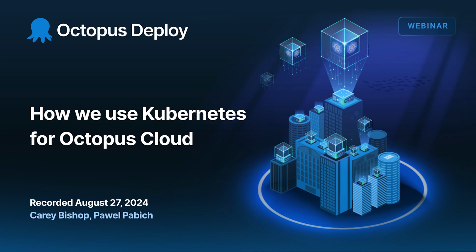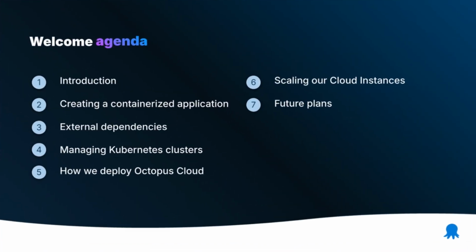So the agenda for today, we're going to do a bit of an introduction first. We're going to talk about how to create a containerized application, the path that we've taken. We're going to talk about some of the external dependencies that we need to manage for Octopus Cloud. We're going to talk about how we manage our Kubernetes clusters, how we deploy to Octopus Cloud, how we scale our cloud instances, and then a brief mention of some of our future plans.